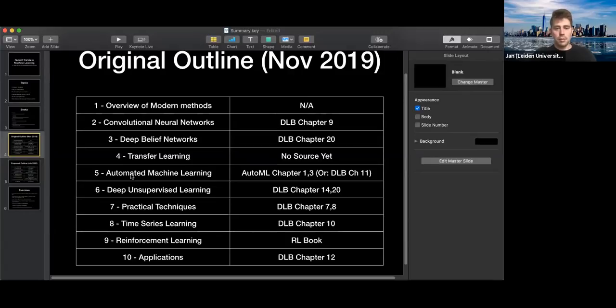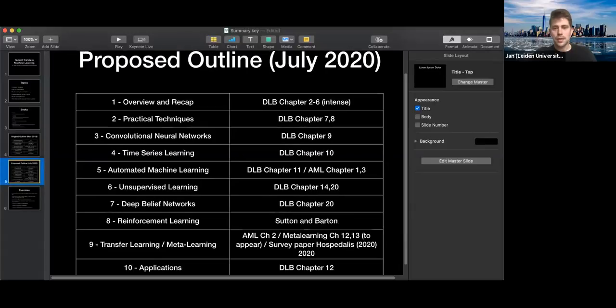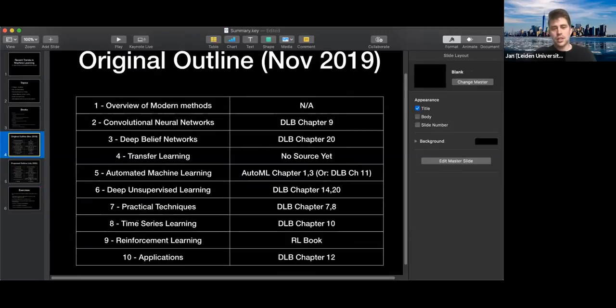So basically, the original outline is shown as this, and again, I would not propose to change anything about this. However, if I were to give the course, I would swap some lectures around, and also start with some kind of overview or recap. So for chapters 2 to 6, in the previous outline that was made in November 2019, there was nothing mentioned about topics regarding the first 6 chapters. The first 5 are really introduction.